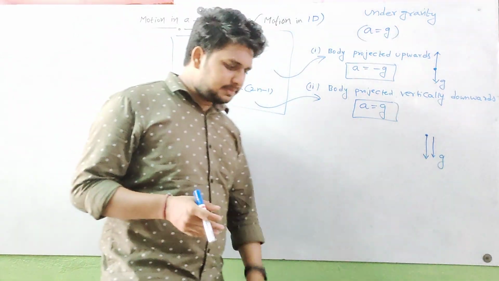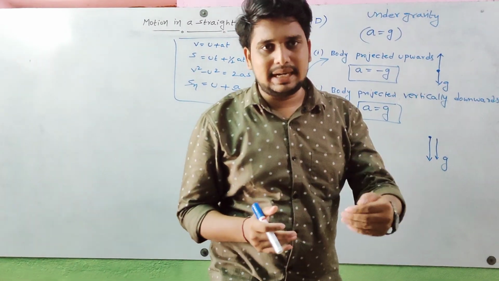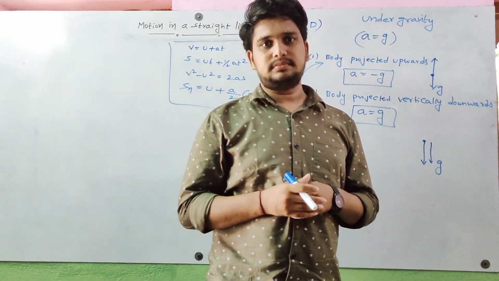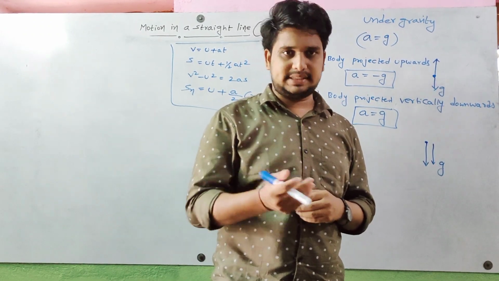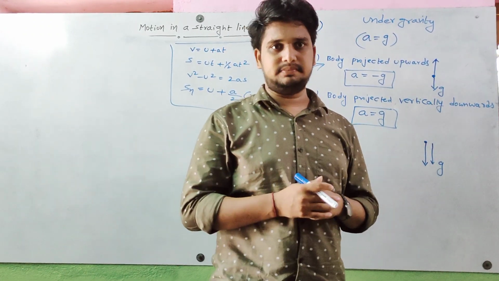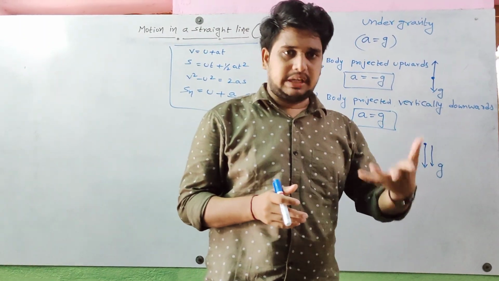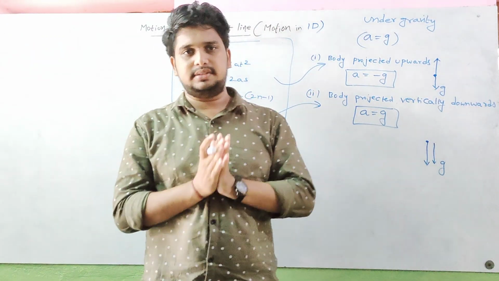In the previous lecture, we discussed a body projected vertically upwards, how to calculate the time of ascent, and the formula for maximum height. Now we will discuss time of descent: what is meant by time of descent, how a body falls freely, and how the initial velocity varies. These are all the points we discuss in this lecture.